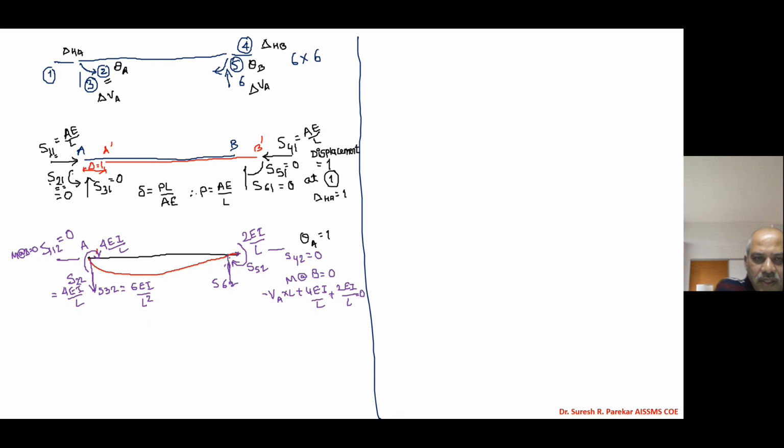Now apply summation Fy = 0. So I will get S62, that is upward, 6EI/L². And this S we have clockwise. So this we have S5. So S52 we will get as 2EI/L, because this we have moment we have fifth and this is S52. So S12 = 0, S22 = 4EI/L, S32 = -6EI/L², S42 = 0, S52 = 2EI/L, S62 = 6EI/L².